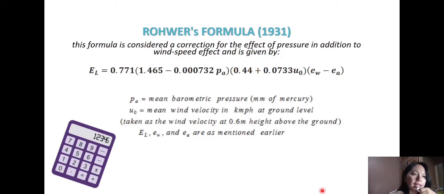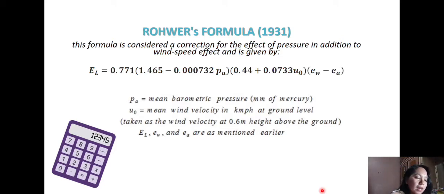This formula is considered a correction for the effect of pressure in addition to the wind speed effect, and is given by E sub L is equal to 0.771 multiplied by 1.465 minus 0.000732 P sub A, and is multiplied by 0.44 plus 0.0733 U sub 0, and again it is multiplied by E sub W minus E sub A.